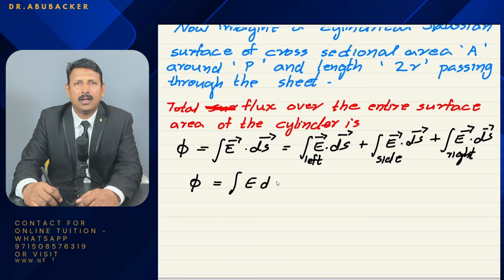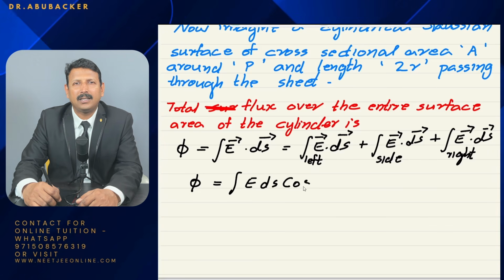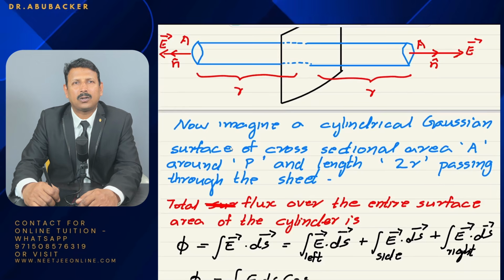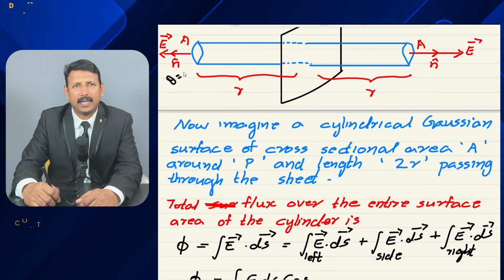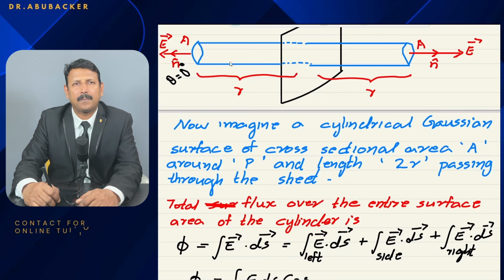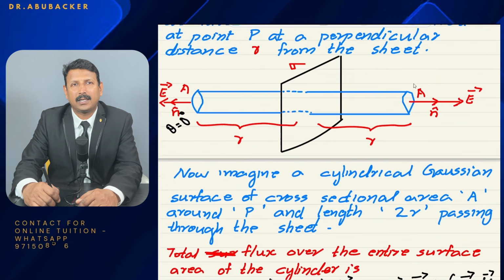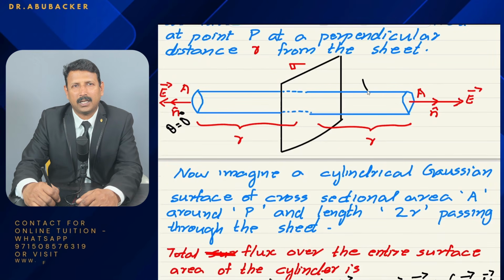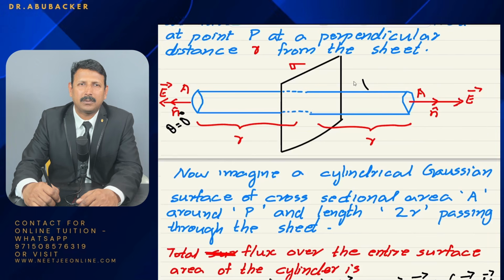Now the angle decides whether flux exists or not. Look at the left side. What is the angle between the area vector and E? That is 0. Why 0? Because the area vector is normal to the surface on the left side, and the electric field is already on the same side. They are parallel, so the angle is 0.